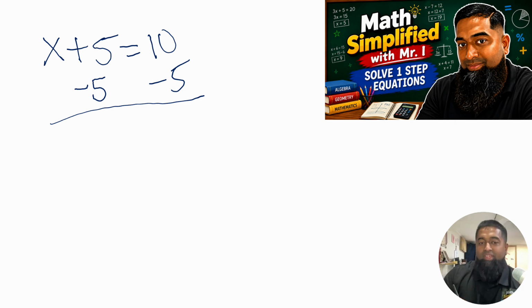So when you have x plus 5 equals 10, we need to solve for x, right? What plus 5 gives you 10? Obviously, you know 5 plus 5 gives you 10. But let's solve it because it will get more complex. We build up on that.